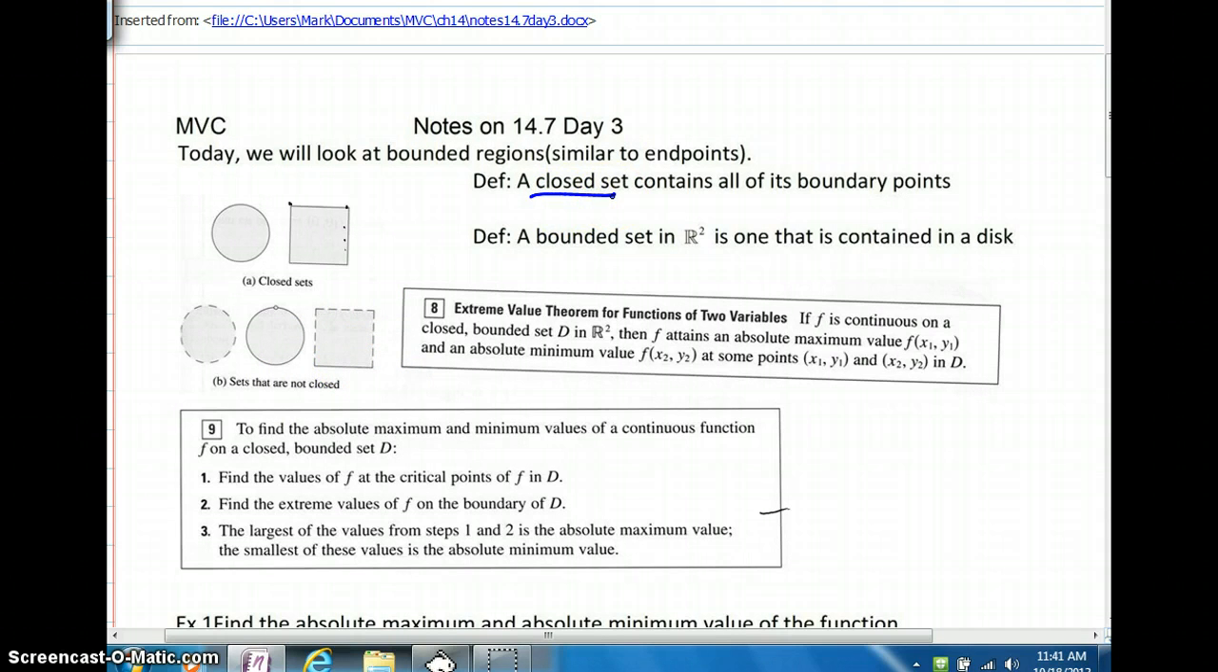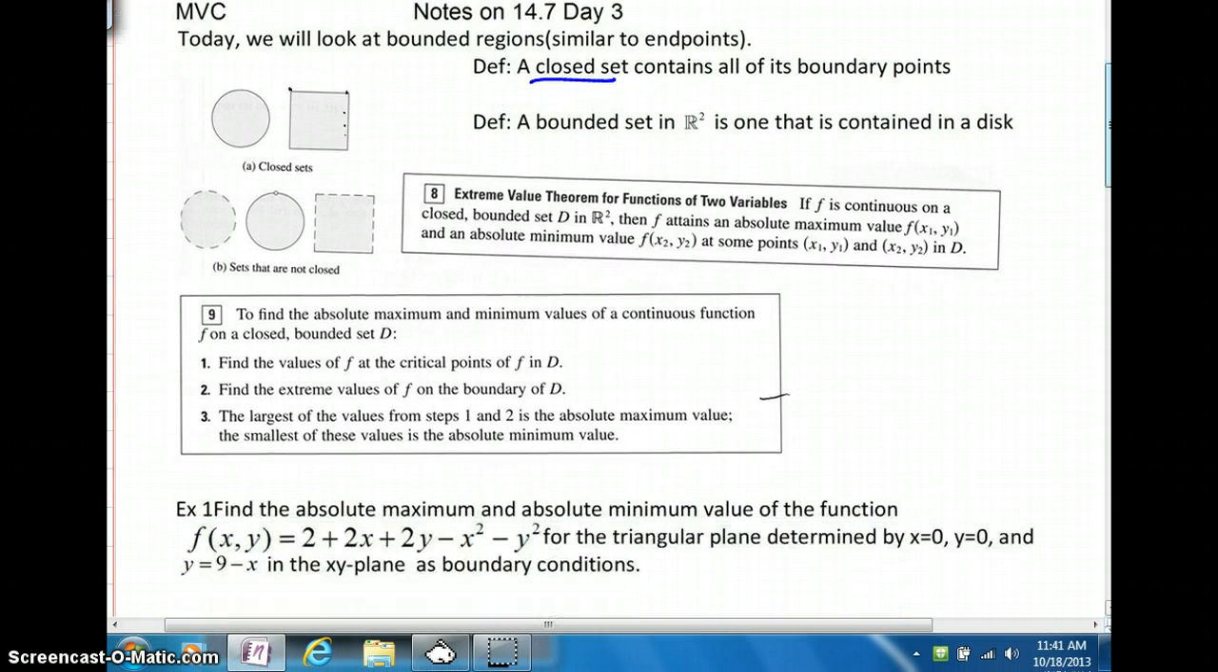Bounded as well. They could always be contained within a circular disk. So the extreme value theorem for functions pretty much says this: if a function is continuous on that closed bounded set, f attains an absolute maximum value and an absolute minimum value at some points x1, y1, and x2, y2. How do we find them?